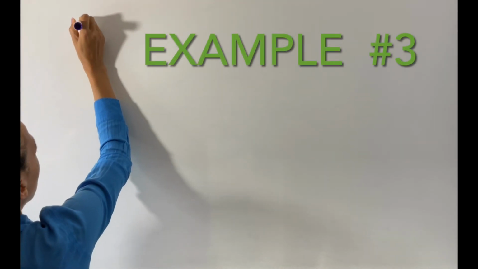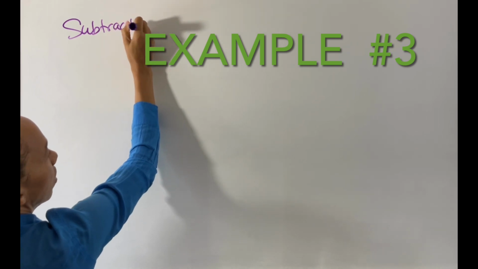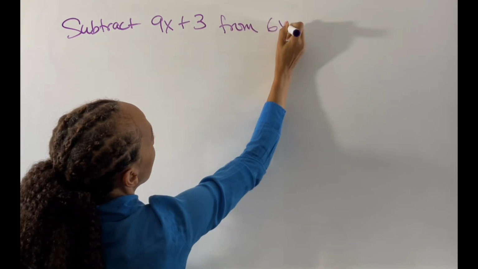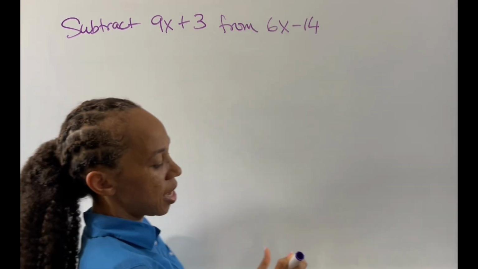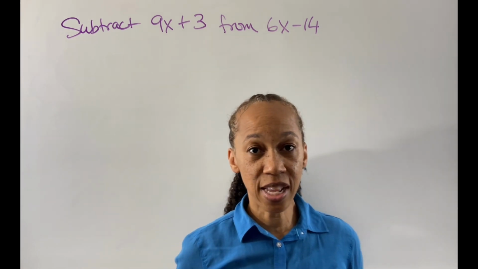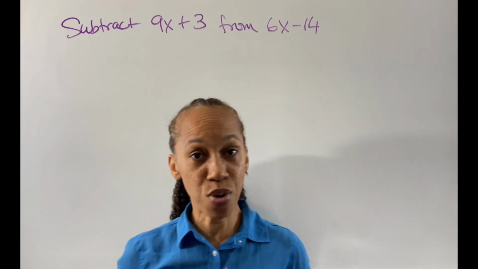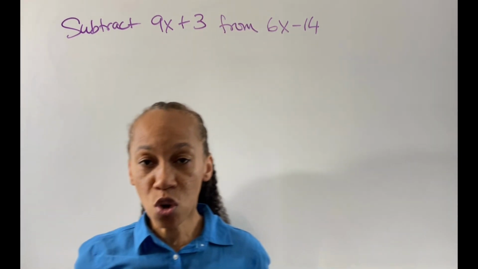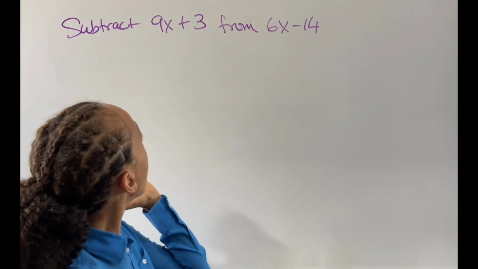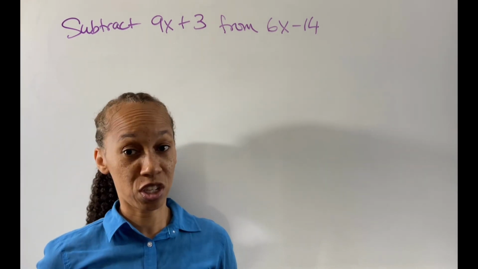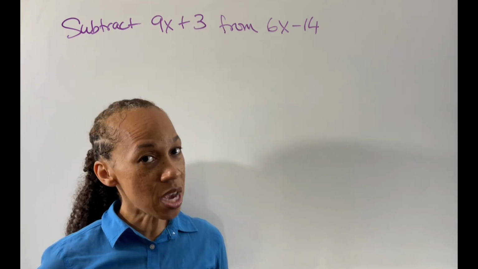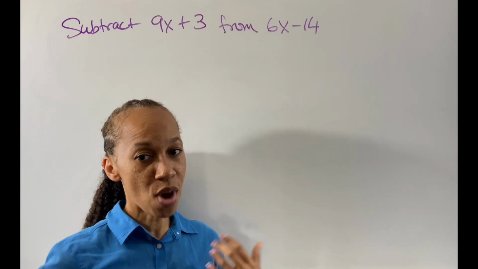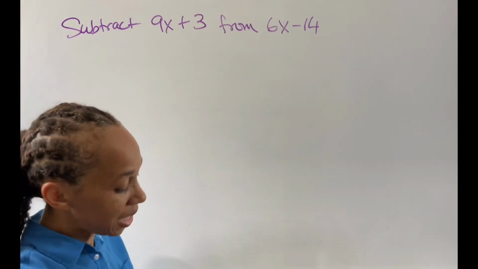The problem says subtract 9x plus 3 from 6x minus 14. Now, this is very important. You have to read the words properly. It says to subtract this from this. Don't go ahead and put down your 9x plus 3 first. No, that would be incorrect, and that would lead you to the incorrect answer. So you cannot do that. You have to simply do as it says.